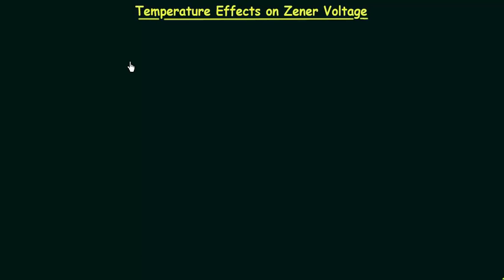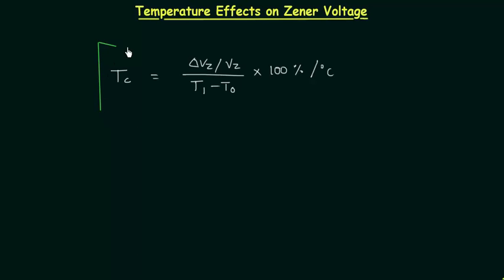The breakdown voltage of a Zener diode is very sensitive to the temperature of operation. If we change the temperature, the breakdown voltage will also change. The temperature coefficient Tc can be used to find the change in Zener voltage due to change in temperature. Tc is equal to delta Vz divided by Vz divided by T1 minus T0 multiplied by 100% per degree Celsius.